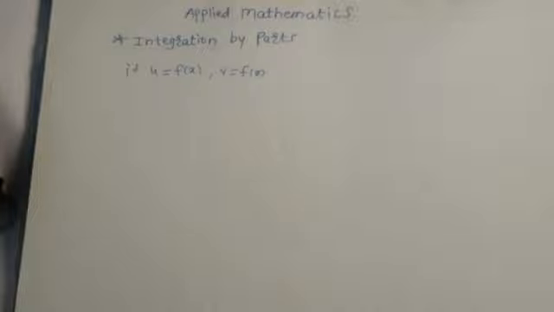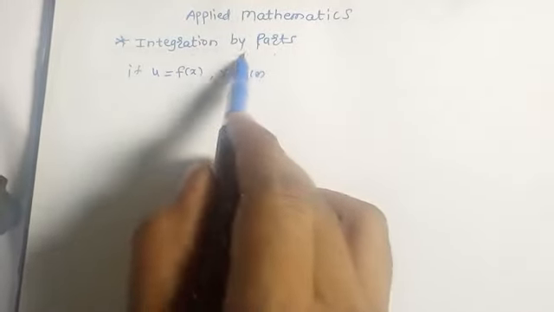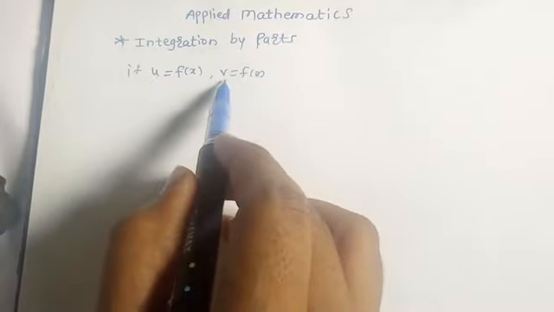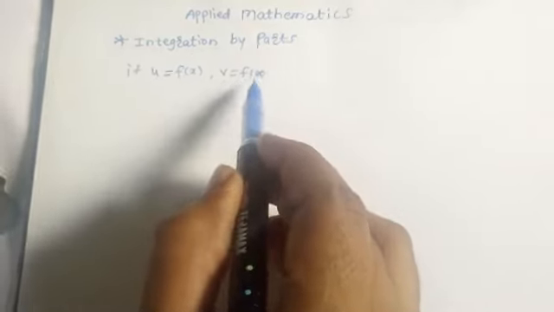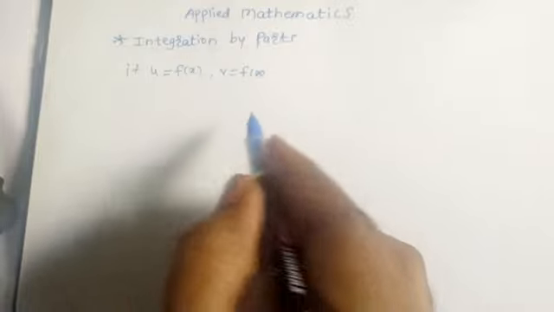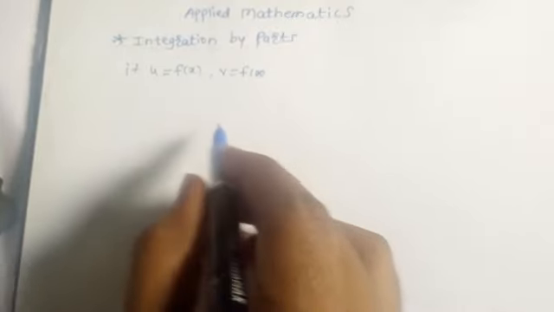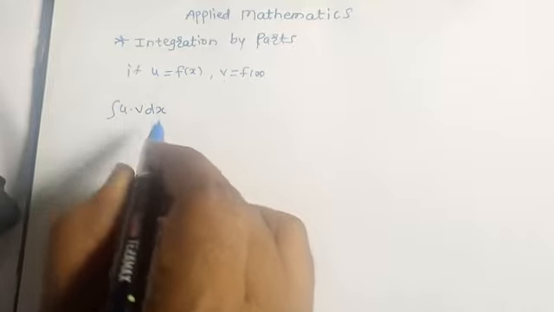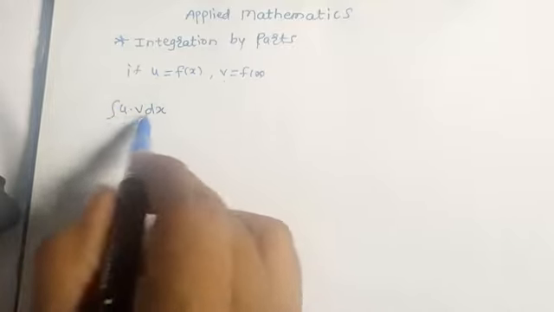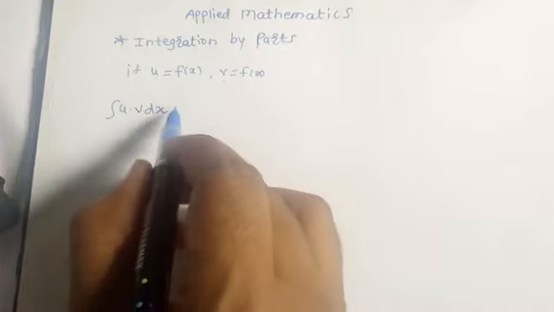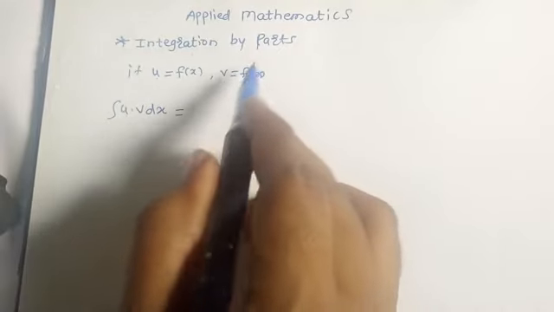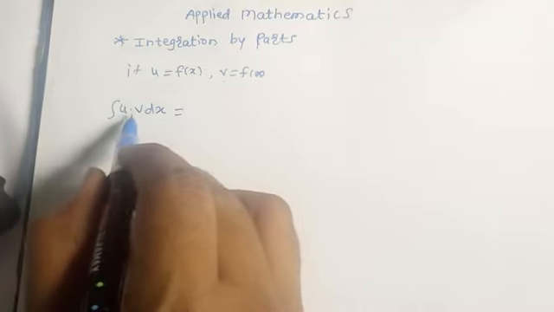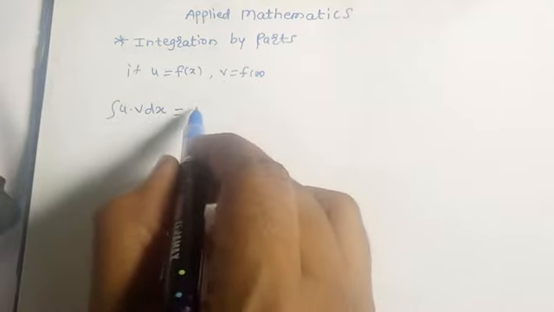Hello friends, today we are going to see integration by parts. If u and v both are functions of x, or both are integrable functions of x, then the integration of u into v dx, that means the product of u into v, that rule is known as the by-parts rule, and that rule is as follows.